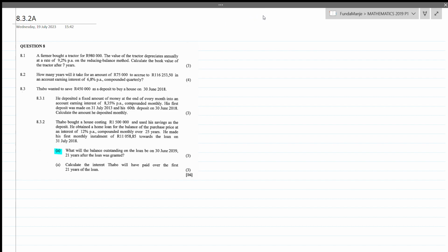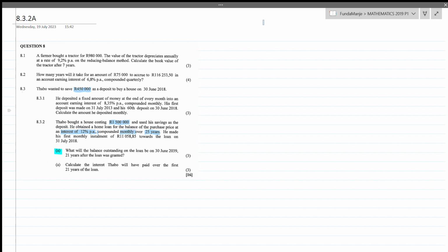So we need to read it again and highlight the important information. We are told that he bought a house costing 1.5 million. He then uses the 450,000 that he saved up as a deposit for the home. So he now takes out a loan for the remaining balance and says he will pay it back over 25 years, and the bank offers him an interest of 12% per annum compounded monthly.